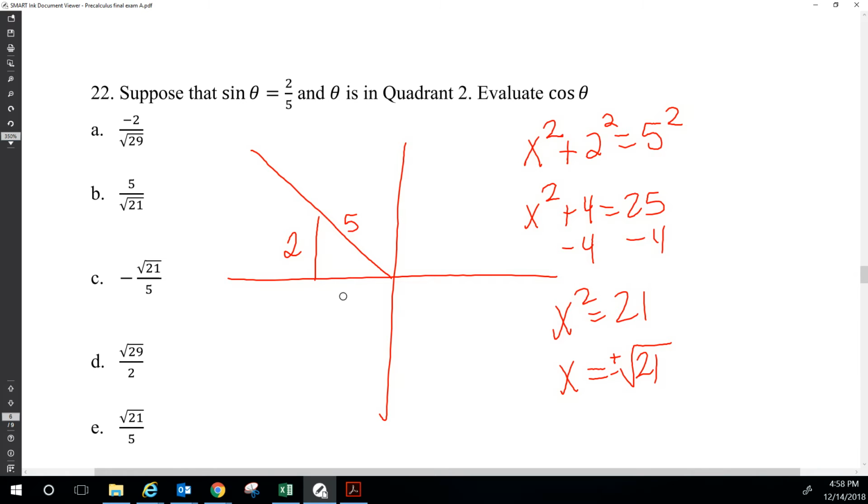Subtracting off the 4, x squared is equal to 21, x is equal to plus or minus the square root of 21. But we know we're in quadrant 4, so what does x have to be, positive or negative? Hopefully you're screaming at the computer, negative square root of 21, Miss Harris, which means my cosine, which is adjacent over hypotenuse, is negative square root of 21 over 5. Oops, which is C.